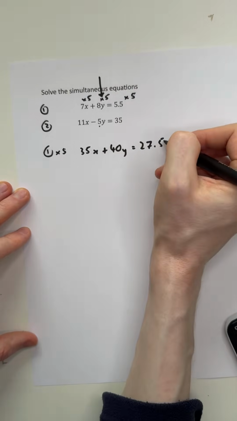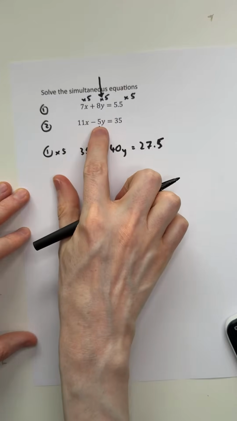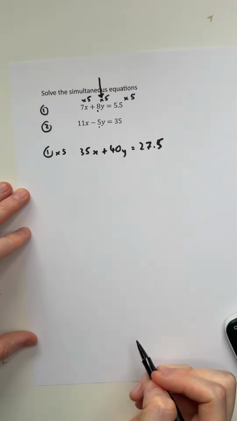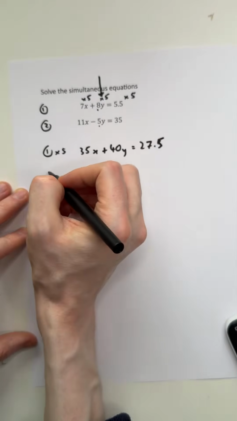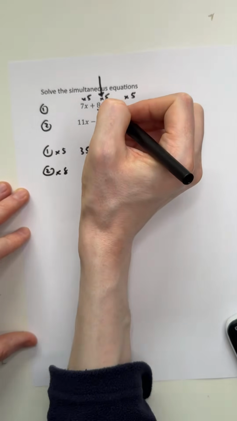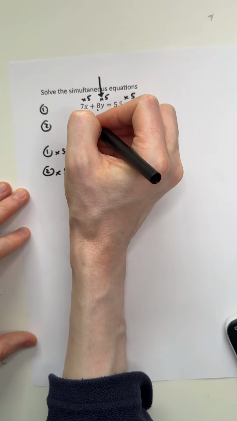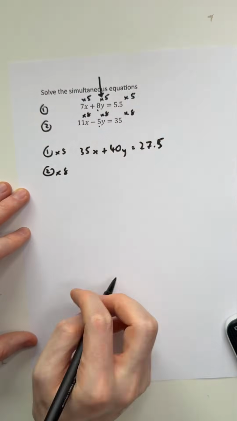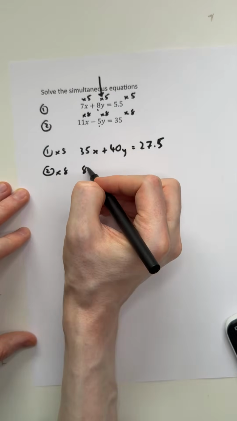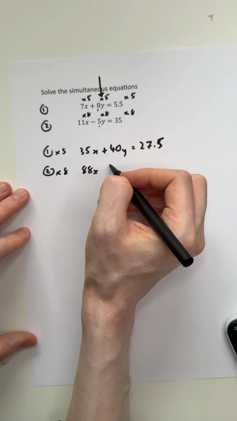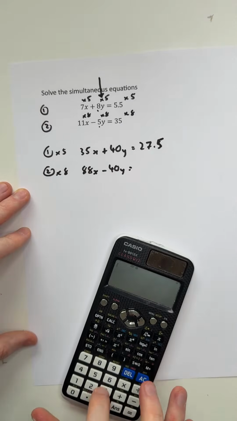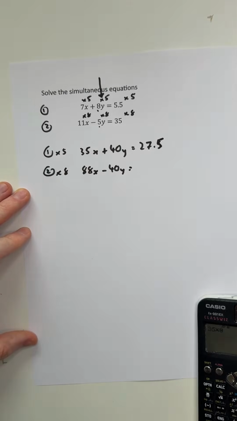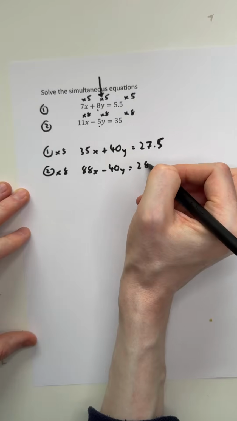Now the bottom equation, I times by the number in front of y in equation 1. So in this case, I'm going to times that whole equation by 8. 11x times 8 will give us 88x. Negative 5 times 8 is negative 40 lots of y. On the right, I have 35 times 8, which is 280. Let the calculator do the hard work.